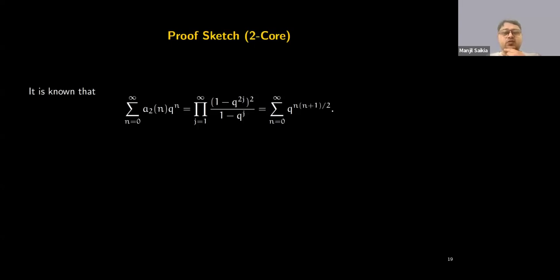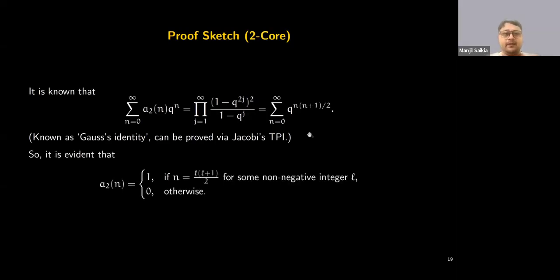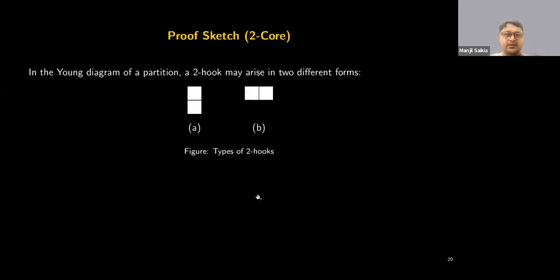For the 2-core partitions, the generating function is even nicer. This is what is known as Gauss's identity, and it can be proved by Jacobi's triple product identity, which just says that the number of 2-core partitions of n is equal to 1 if n can be represented as a triangular number, and otherwise it's going to be 0. This is what I just mentioned.